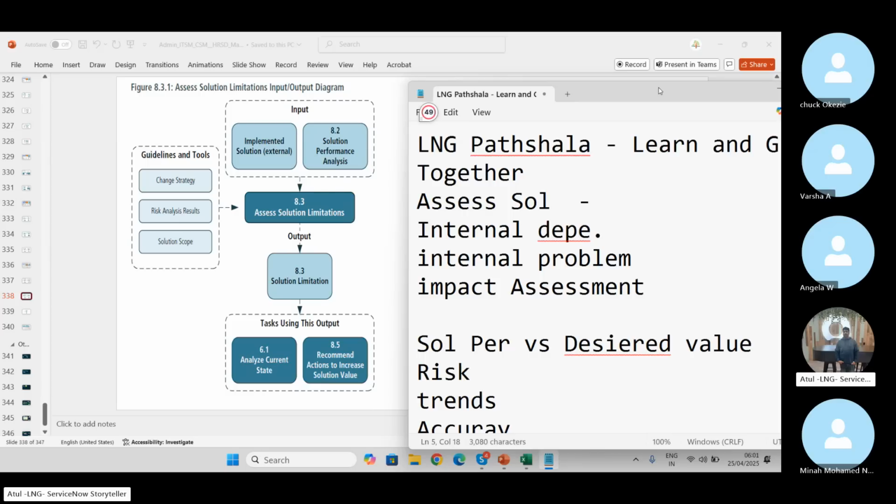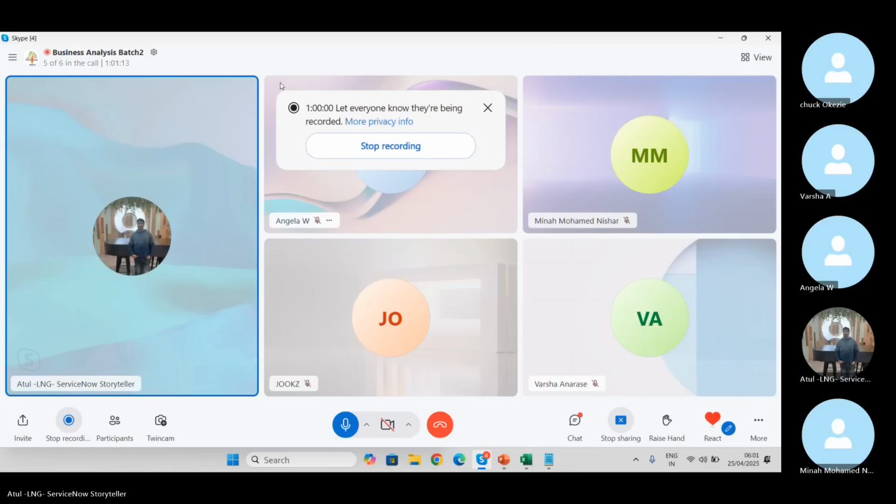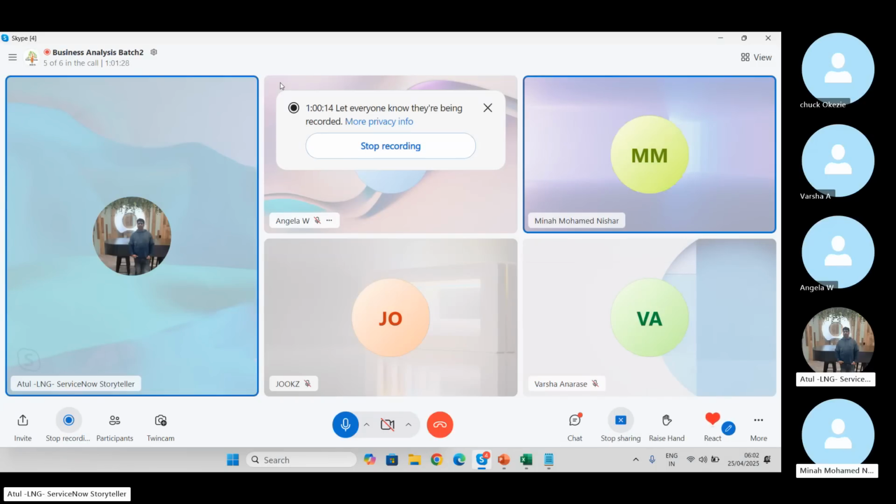Clear, everybody? Doubt, question or clarification? Say yes or no. Hey, everybody's sleeping. No, you can't sleep. It's already day now, 6 o'clock.